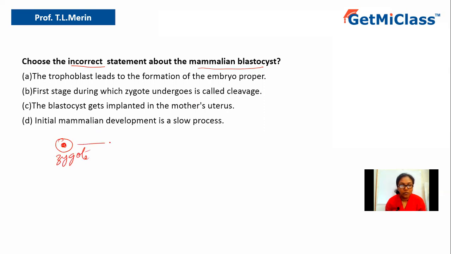Now, this zygote will undergo a process called cleavage, during which there will be cell division. The zygote itself will undergo normal mitotic division, that is called cleavage. So there will be a 2 cell stage, then you'll have a 4 cell stage, then an 8 cell stage, and again it will go to a 16 cell stage.